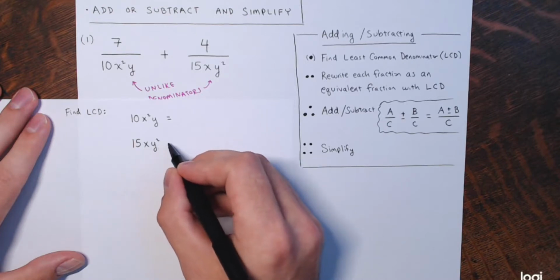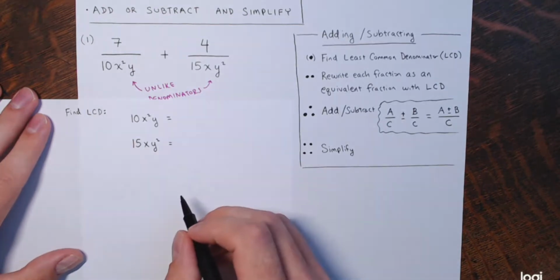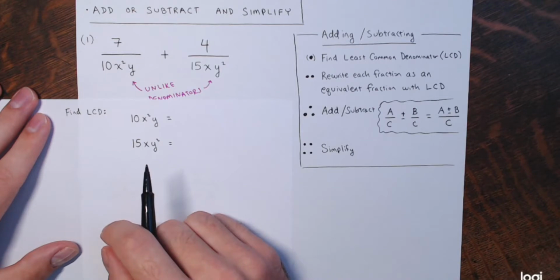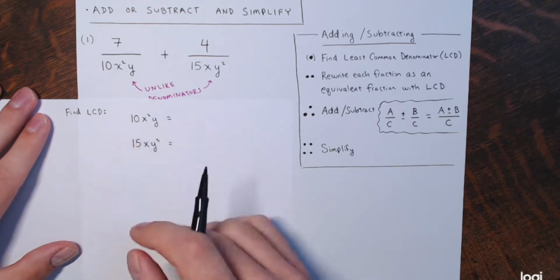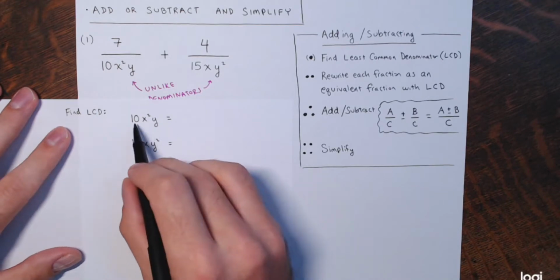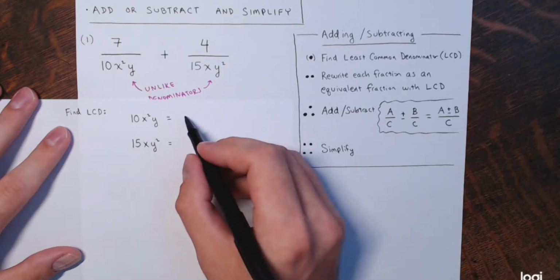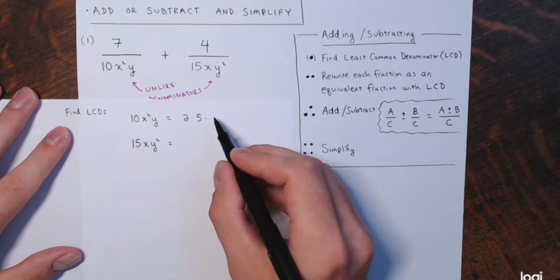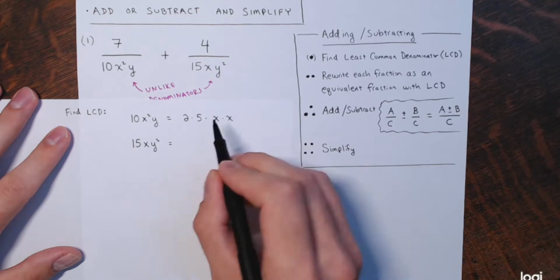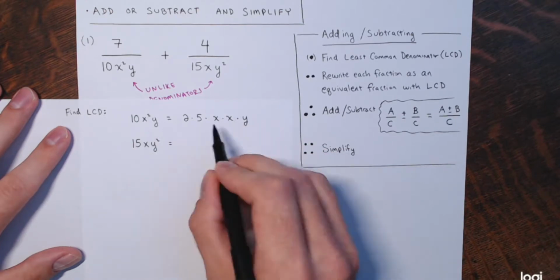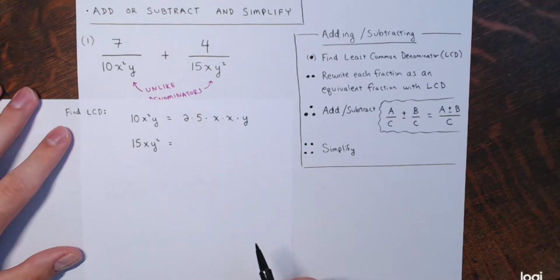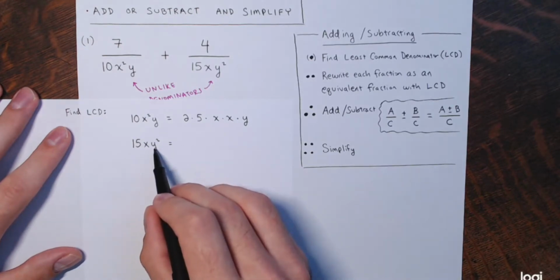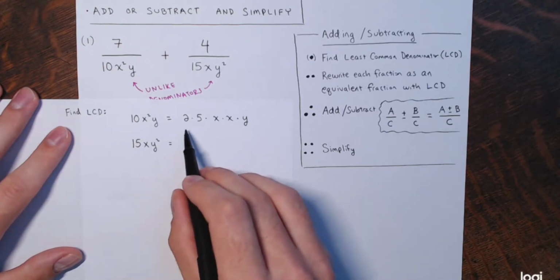Now there are a couple ways you can do this. In my previous video on finding the least common denominator, I explained one way. Here I'll explain both ways if you wish. You factor completely. 10, that's 2 times 5 times, and then x squared is x times x, and then y is another factor times y. So there's that 10 x squared y factored completely. Same thing with 15. Now 15 is 3 times 5.